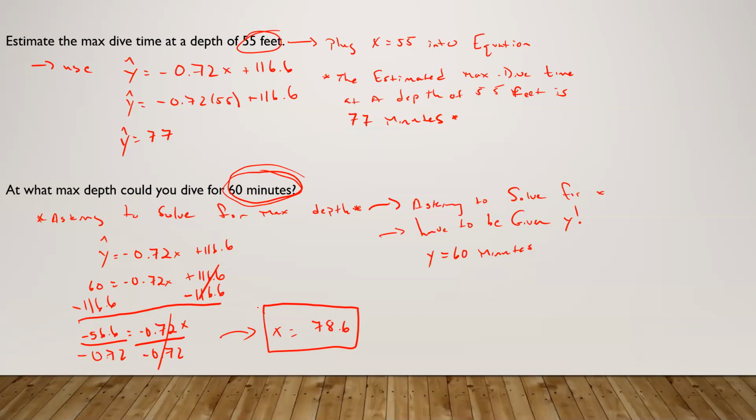I'm just going to put in words here, okay? The max depth for a 60-minute dive is 78.6 feet. Okay.